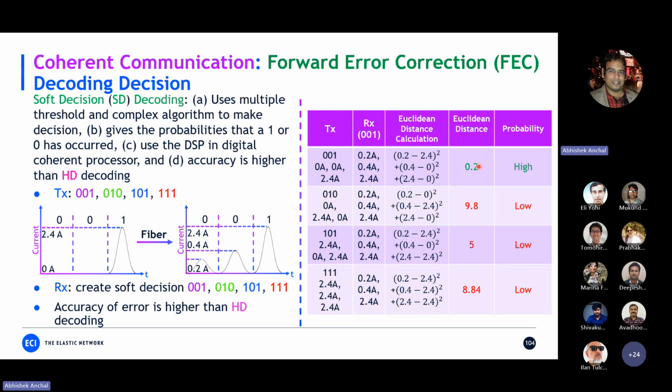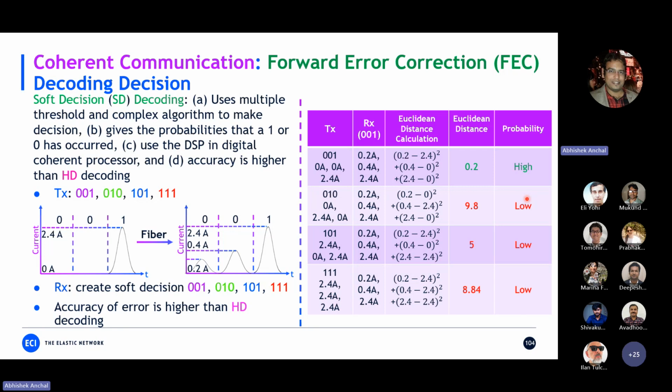So for this case, 001 has a very small distance, so there is a very high probability that the transmitted symbol was 001, even though there was noise present in the 0 duration. So it gives a very high probability of accuracy, but it doesn't say whether this is this symbol or another symbol. Instead, it gives the probability. So there are higher chances that the transmitted signal was 001, and the others have very low chances, but they still have chances with lower probability.